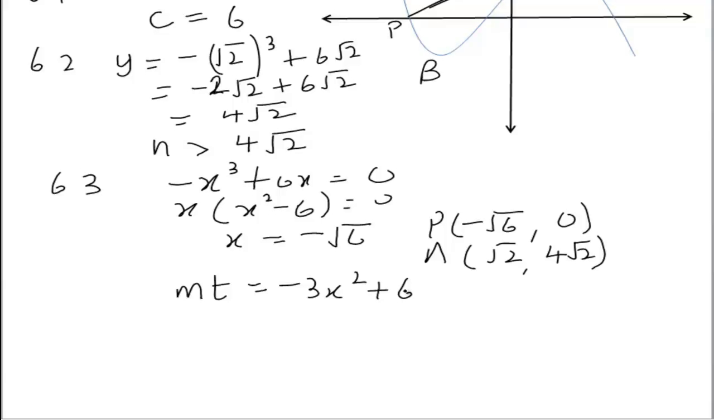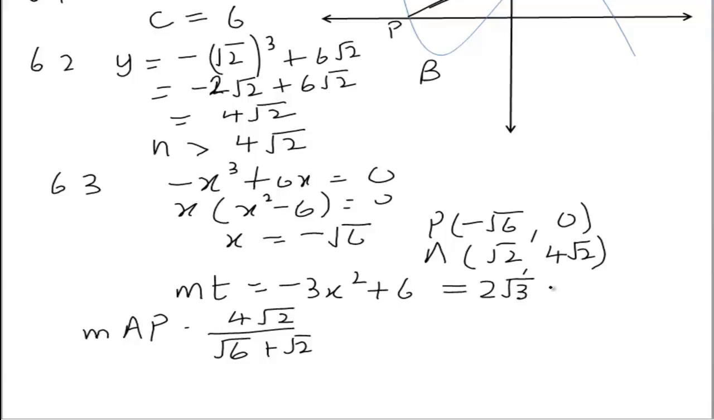If we look at that gradient of AP, that is equal to 4 root 2 upon root 2 minus minus root 6, which is root 6 plus root 2. And when we rationalize or simplify this, we will get 2 root 3 minus 2.